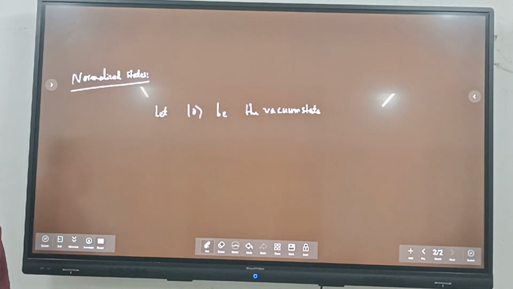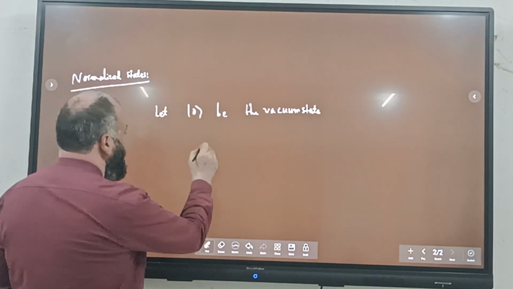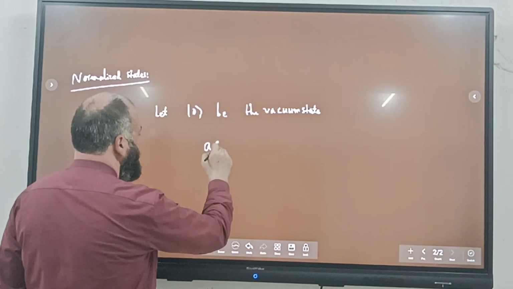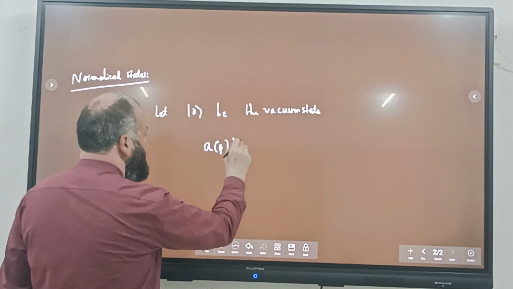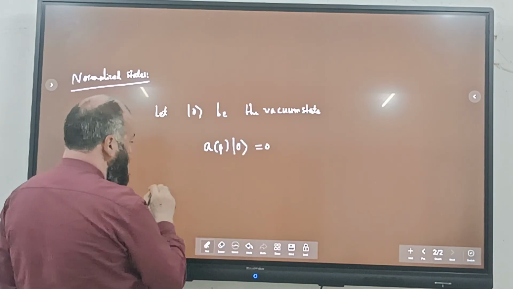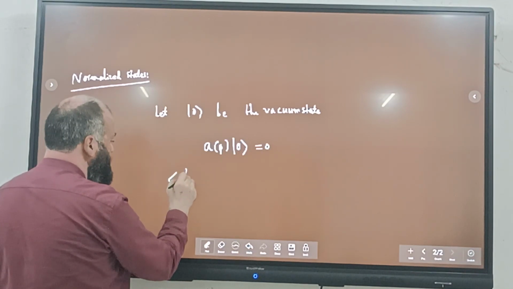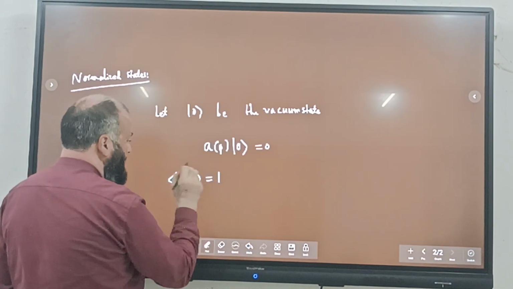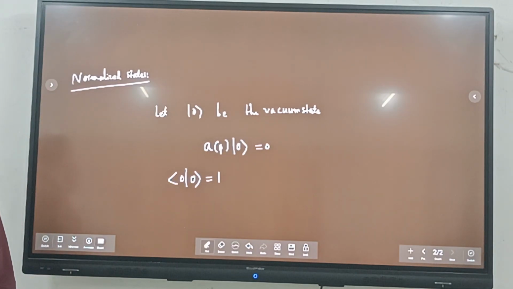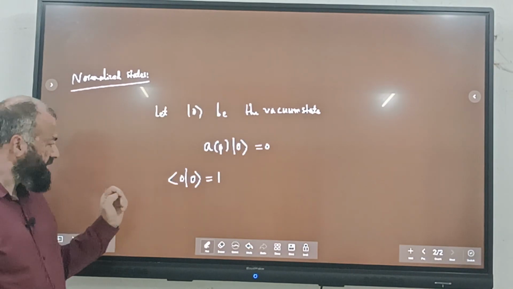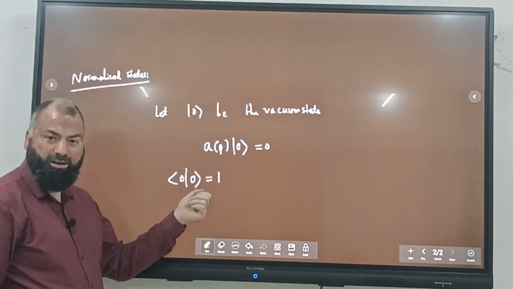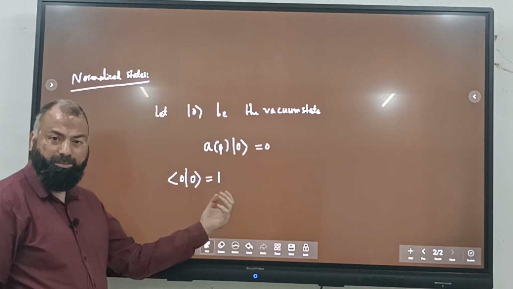Okay? So what does that mean? It means if I apply the annihilation operator on this vacuum, it gives me 0. And we assume this vacuum is normalized. Clear? So I am assuming the vacuum to be normalized, and it's a physical thing to assume it to be normalized. Okay? Now tell me, what are the dimensions on the right hand side of this formula?